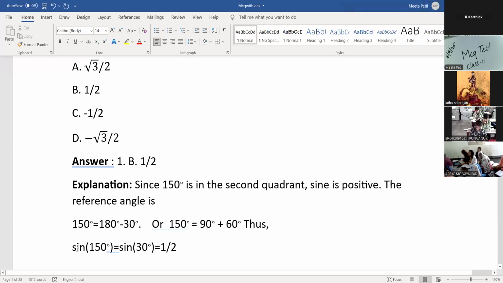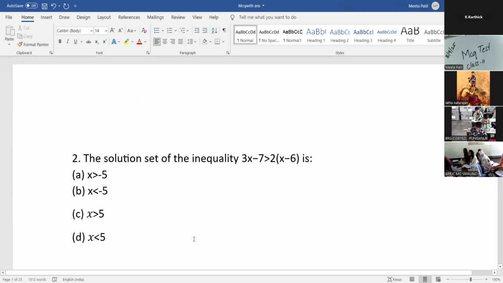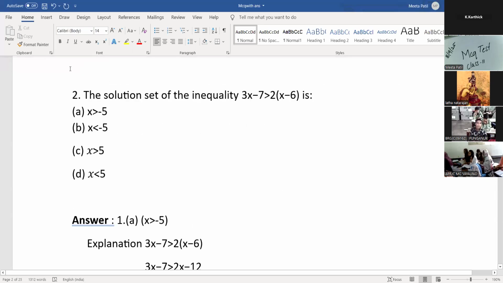So if you apply the sine over there, using the allied angles you will get sine 30 degrees, and the answer will be 1 by 2. Okay, and for the second question, you have the solution set of the inequality 3x minus 7 greater than 2 into the bracket x minus 6. Here the answer is x greater than minus 5.